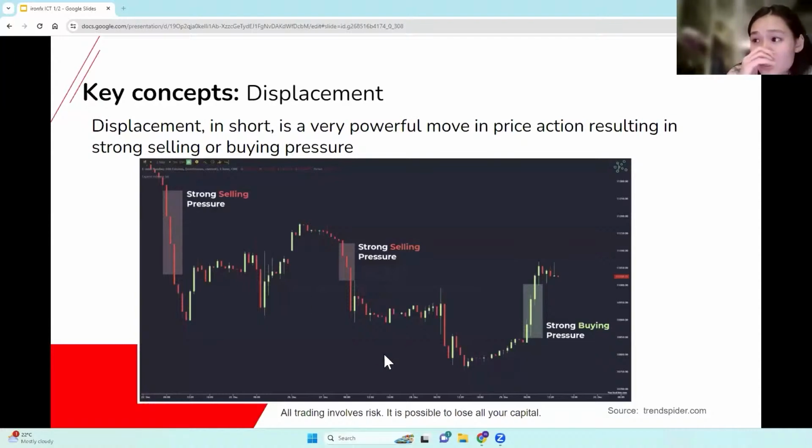If we are looking at strong buying pressure, like the one we see over here, similarly, the body of the candlestick is long, whereas the candle wicks are pretty short. A displacement will normally occur just after a liquidity level has been breached and will often result in the creation of both a fair value gap and a market structure shift. We'll get into what those mean in a little bit.